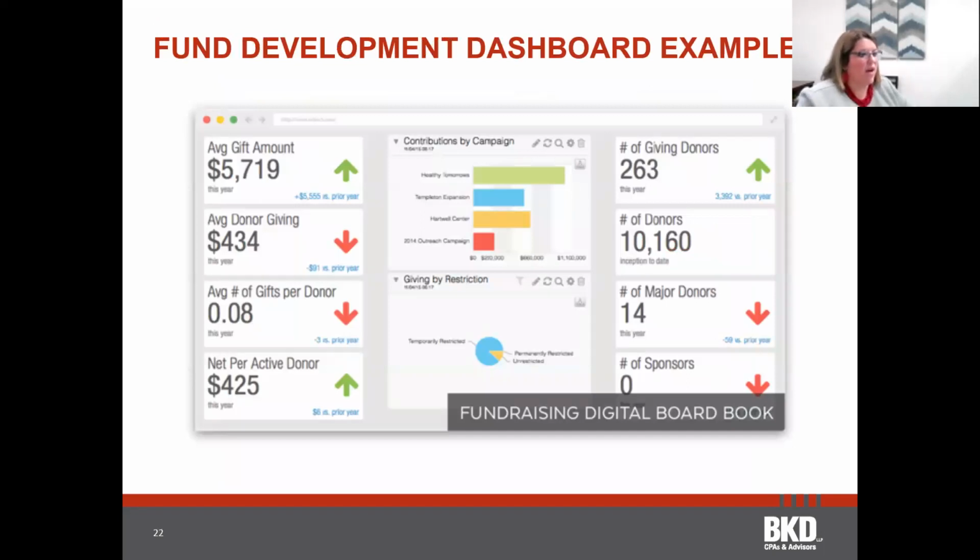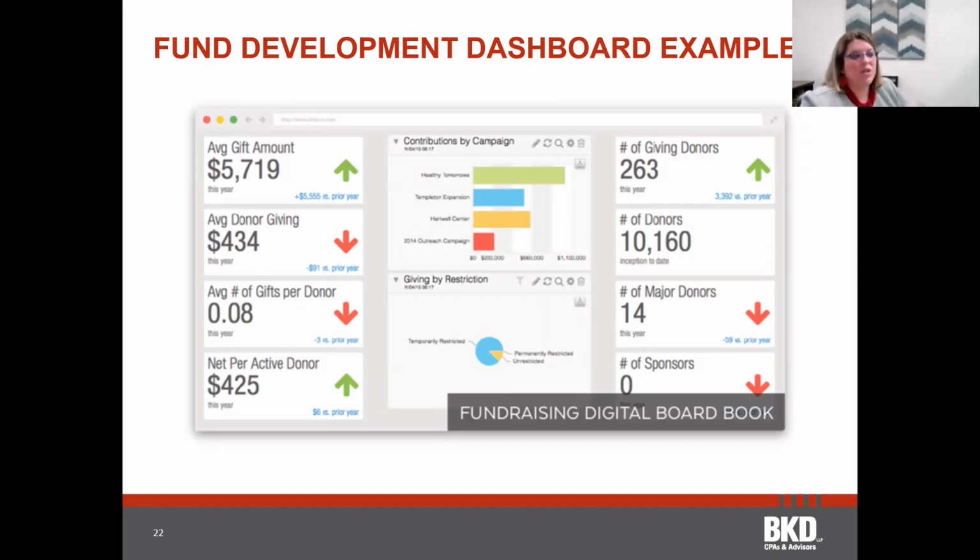So this one's a little bit more around fund development. Looking at the average gift amount, donor giving, number of gifts per donor, net per active donor, and then looking at campaigns. So looking at how much you've received in contributions by your various campaigns. Not everyone does that, but obviously every organization does something a little bit different. So if you do have a specific campaign, then you can see maybe what was successful or what wasn't as successful, and maybe model the things that turned out well.